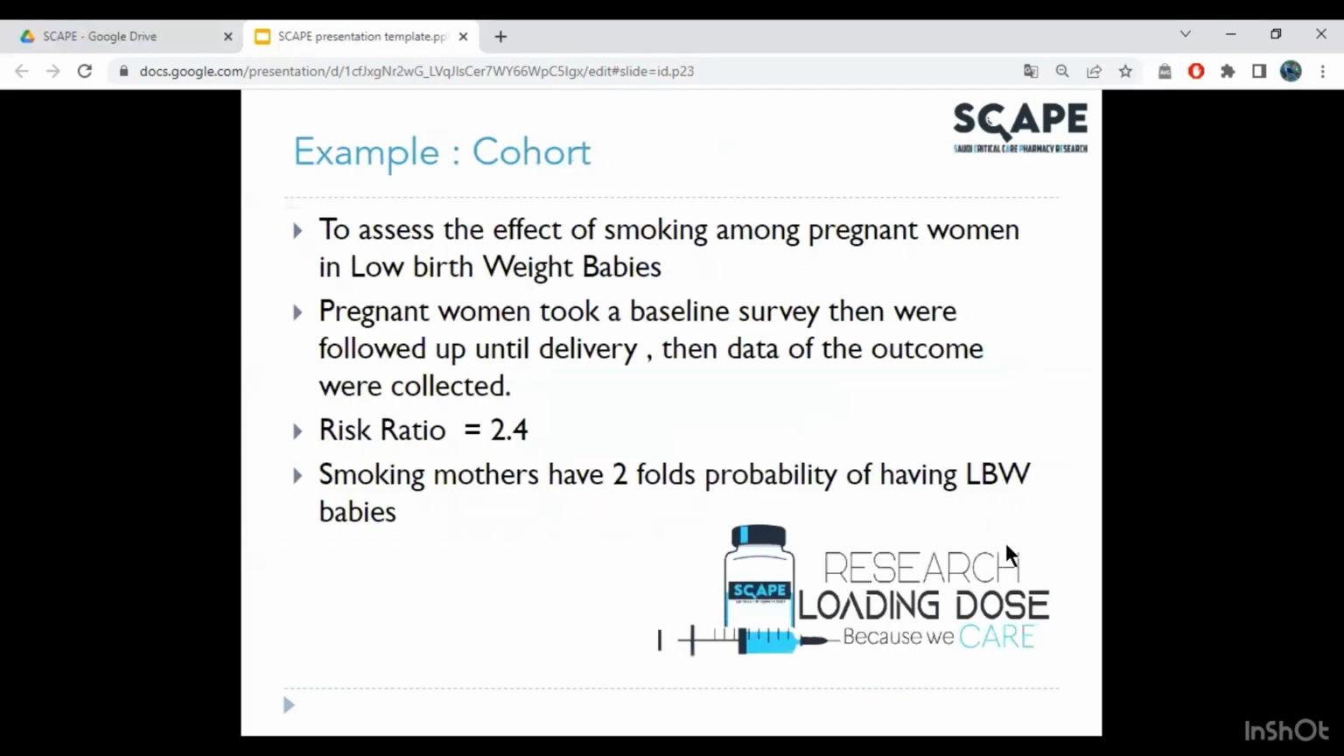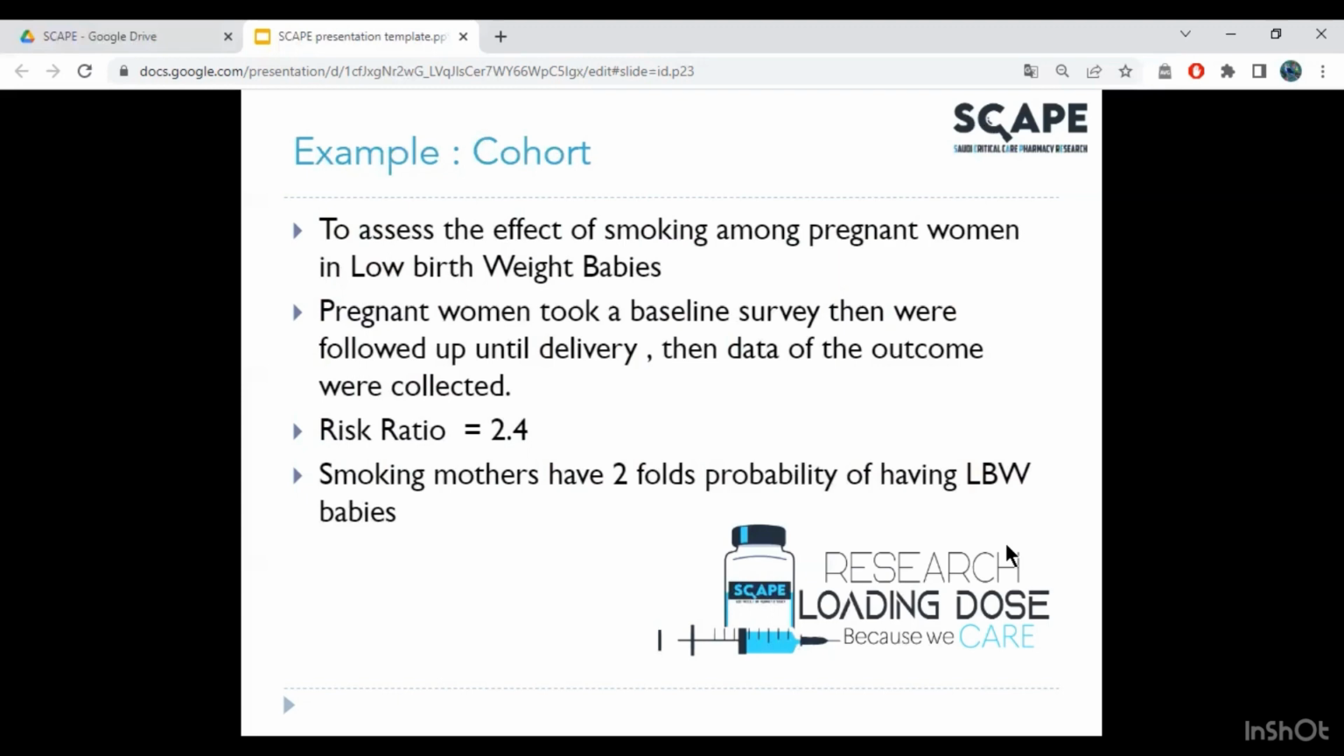This is an example of a cohort study. We want to assess the effect of smoking among pregnant women on low birth weight babies. Pregnant women took a baseline survey about their general health and some clinical measurements, then were followed up until delivery. The outcome data were then collected from the mothers and the babies. And the risk ratio in this cohort was 2.4.